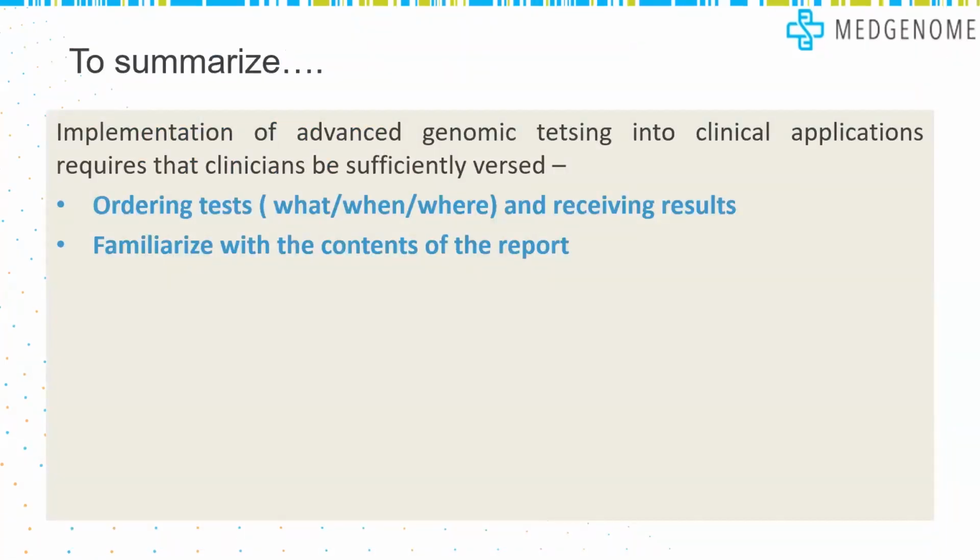To summarize, it is coming up in a big way. Multiple companies are coming up. The costing is going down. Logistics are improving. But we all have to know when to order, what to order, and where the test should be sent.